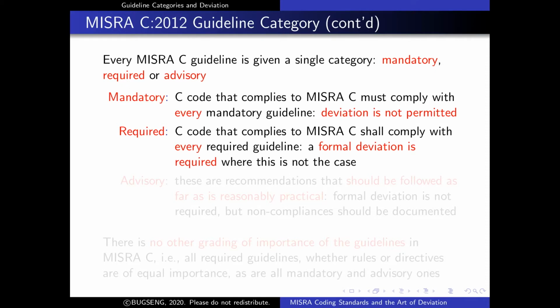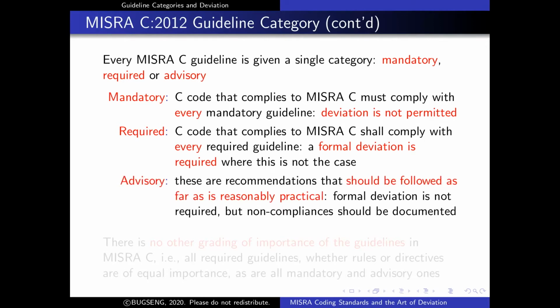For a required guideline, you can choose between complying with the guideline or raising a formal deviation. We will later see what a formal deviation is. It's not just "I deviate." I have to write a document, which may be small or big, depending on what you are deviating from and what your reasons are. Advisory guidelines are recommendations. They should be followed as far as reasonably practical, so you can deviate from them without justification. However, you have to list all the non-compliances that are present in your code. So when you deliver the project, you have to list all the violations that remain, even for advisory guidelines.